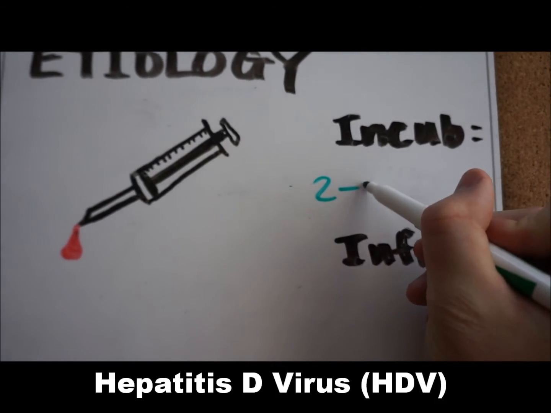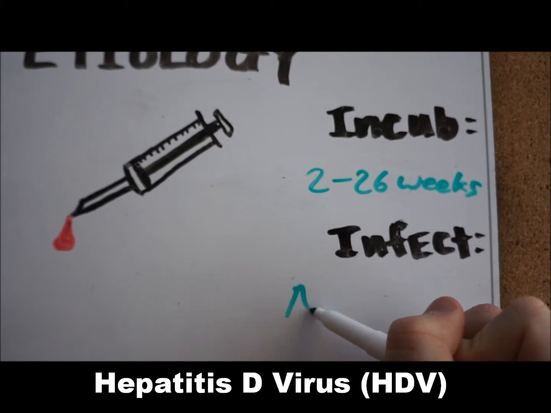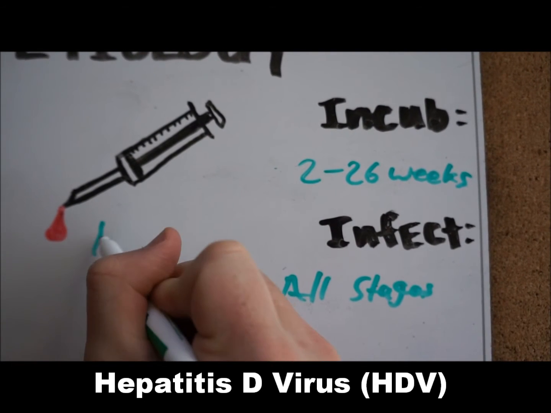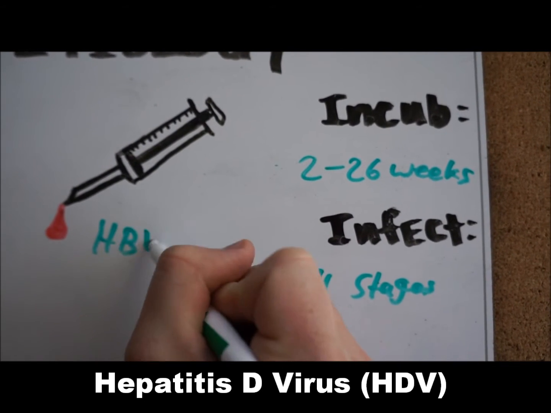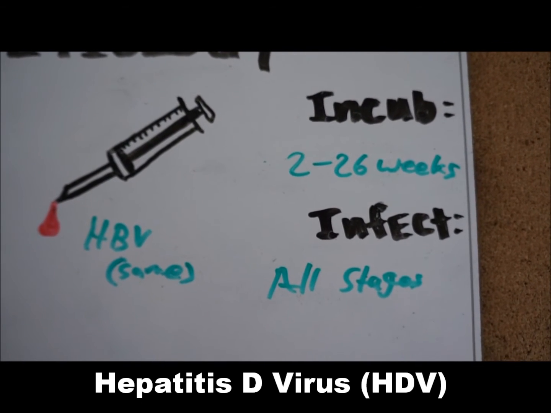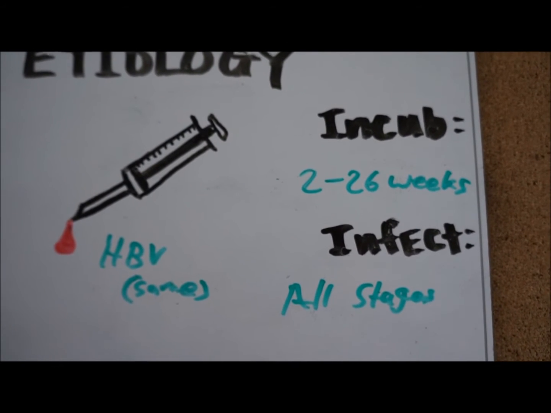HDV incubates for 2 to 26 weeks with infectivity at all stages of infection. HDV is usually a result from HBV infection, so HBV carriers are always at risk of HDV. Sources of infection in populations at risk are the same as HBV.